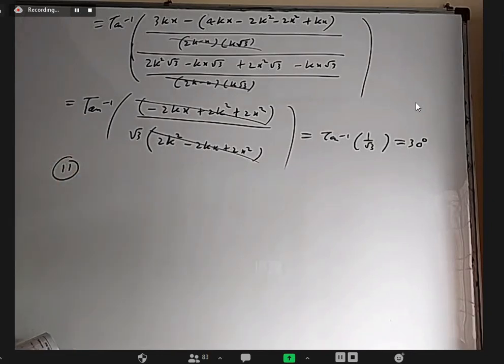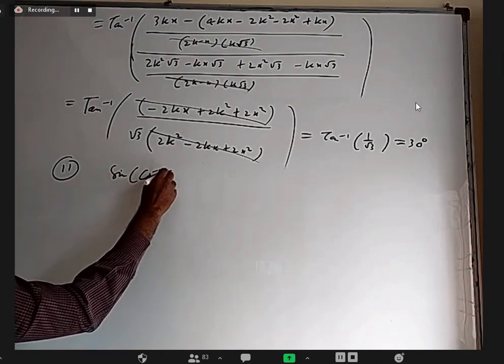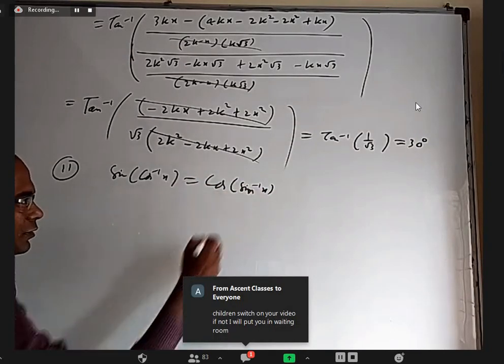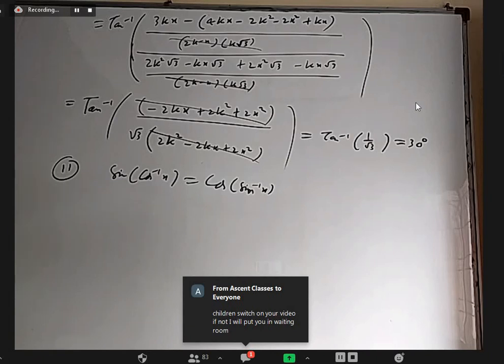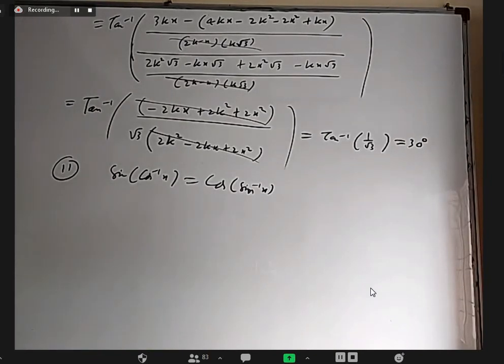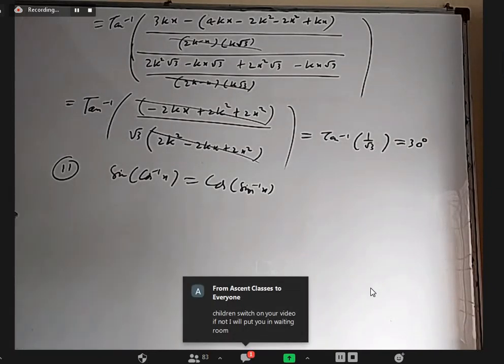Okay, coming to the 11th question. First of all, sine of cos inverse x is the same as cos of sine inverse x. Is it correct or wrong? x belongs to [-1, 1]. Anybody want to prove how these two are equal? Anybody want to give an idea how to prove that these two are equal?